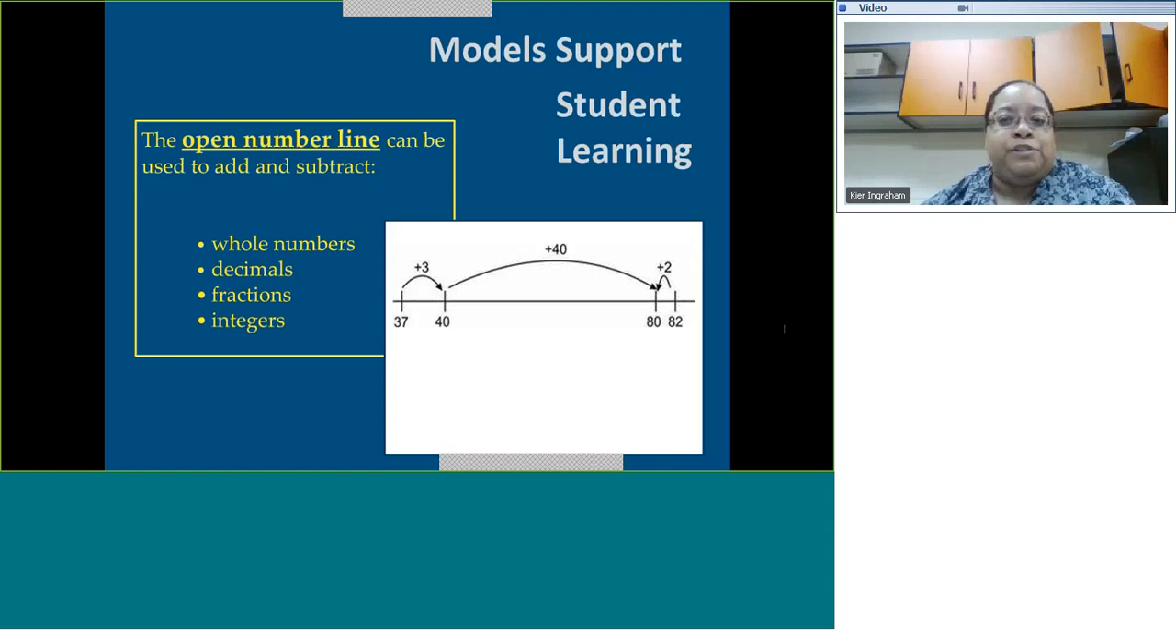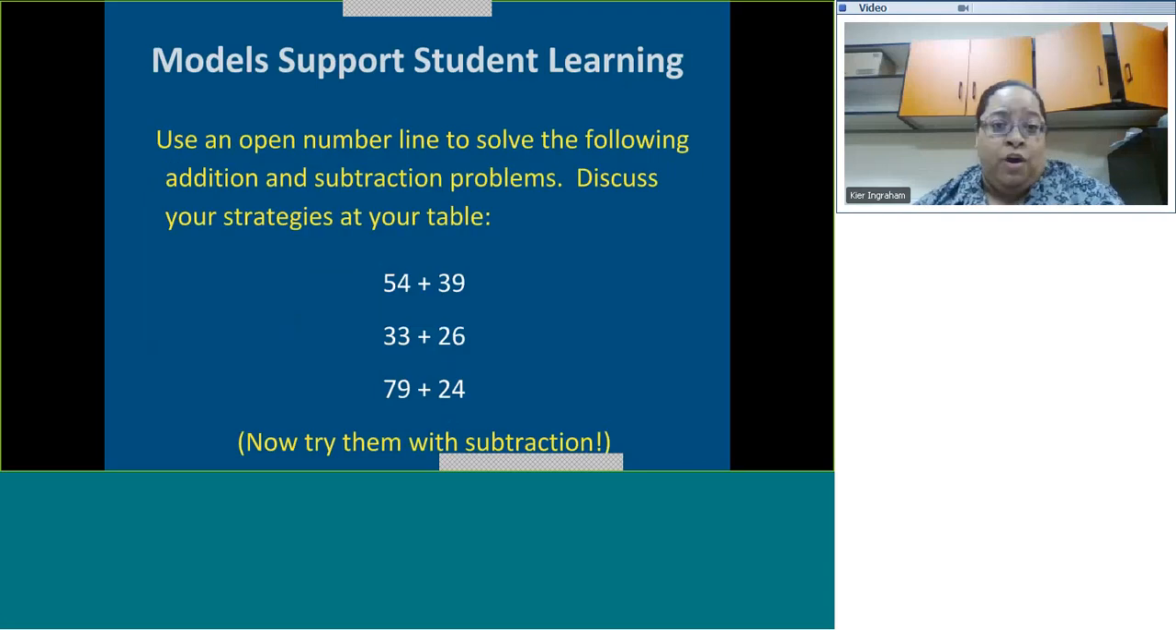And the nice thing about this particular strategy, it is something very simple for the students to use. It's easy to use this on paper. So they can use any kind of sheet of paper and they can easily use this particular strategy. And that's kind of the nice thing about most of these. So it does become that mental math, or you just having a scrap sheet of paper or something on a whiteboard. So for using the open number line, we can solve some addition problems. So take a look at the three problems that we have there on the screen: 54 plus 39, 33 plus 26, and 79 plus 24.